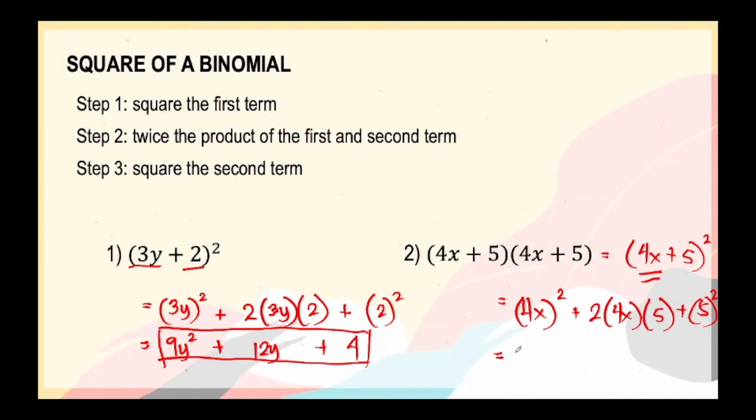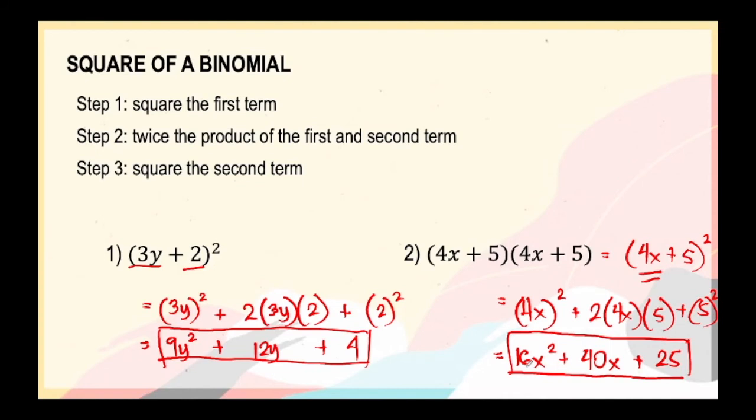4x squared, or the square of 4x, would give us 16x squared. Twice the product of the first and the second term would give us 2 times 4x is 8x times 5 is 40x. And for the last term, the square of 5 is simply 25. And this would be the final answer. In these two given expressions, you could still use the FOIL method since you are still multiplying a binomial by another binomial. But if you have this kind of form, which is the square of a binomial, you could simply use these three simple steps.